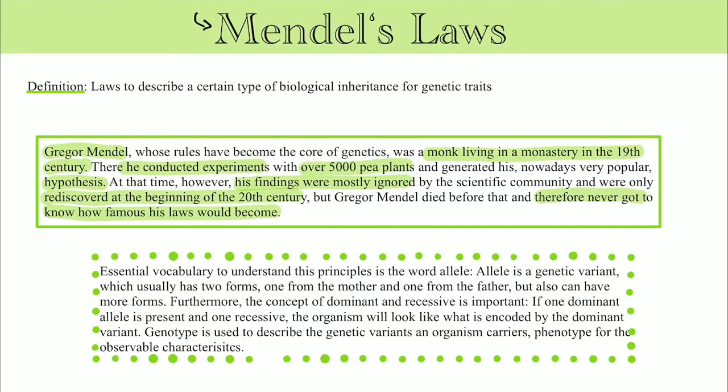First, we need to clarify some terms that will be essential for understanding these topics. One is allele. An allele is a genetic variant which usually has two forms, so you inherit one from your father and one from your mother. But there can also be more. For example, for blood types there are more.